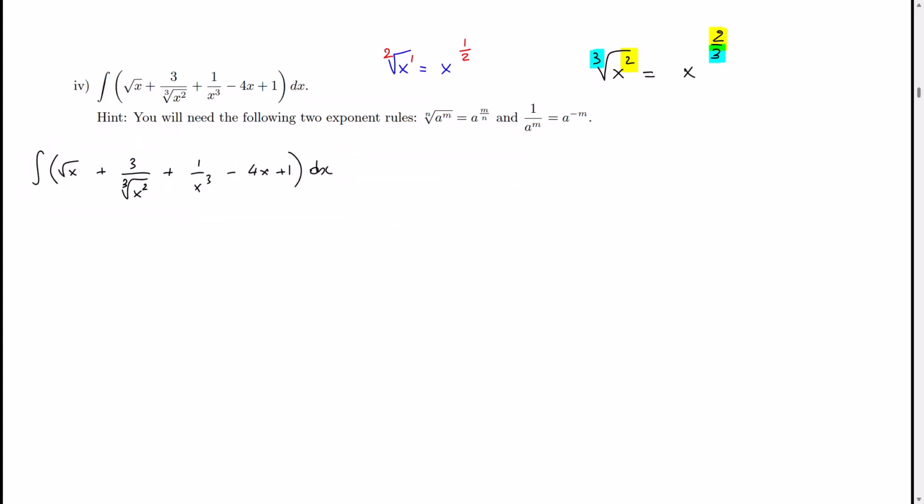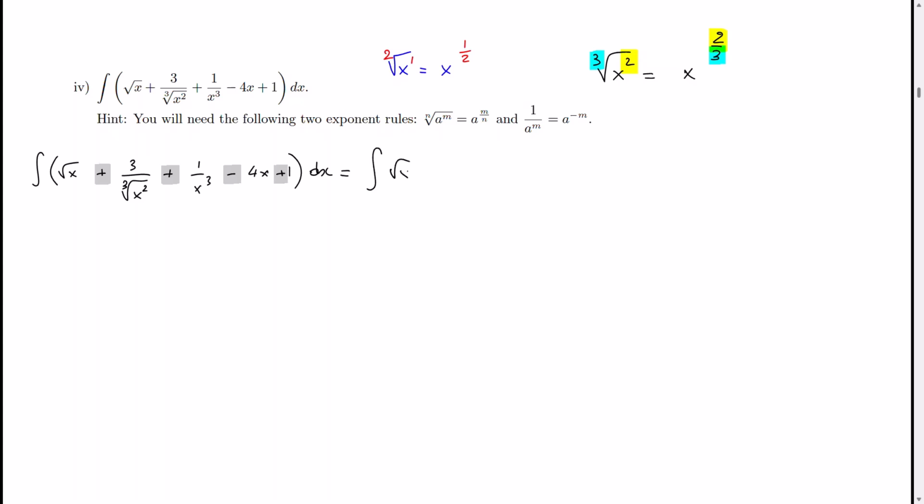But first of all, let's notice how many terms we have in this problem. If you can count them, there's one plus sign separating the first two terms, then another plus sign, another minus, and another plus. So we have a total of 4 pluses and minuses. That means we have 5 terms, so we're going to need 5 integrals.